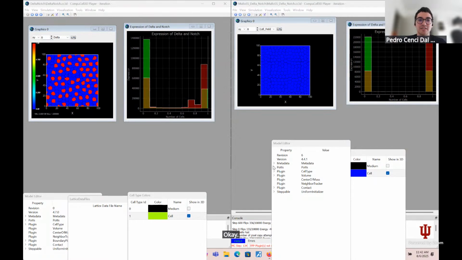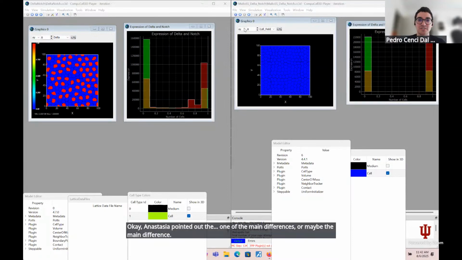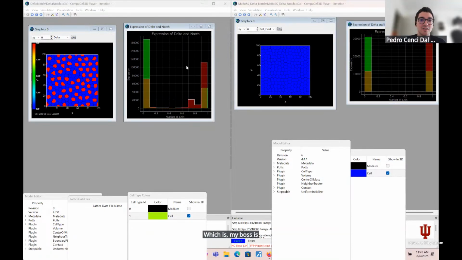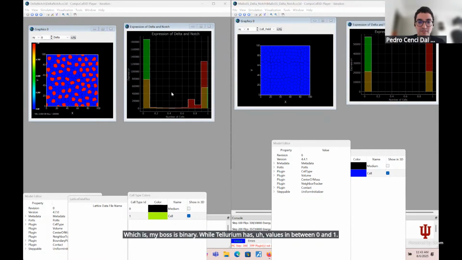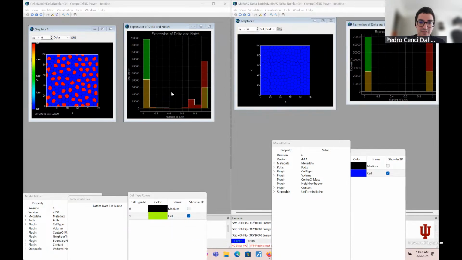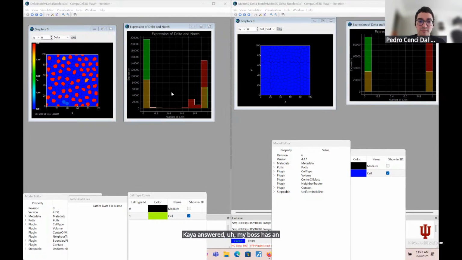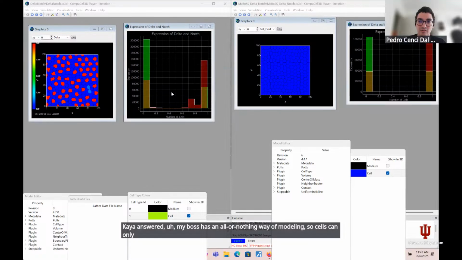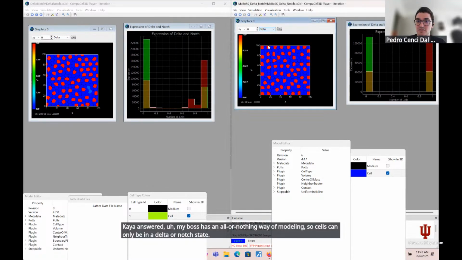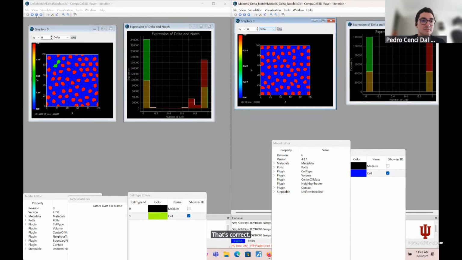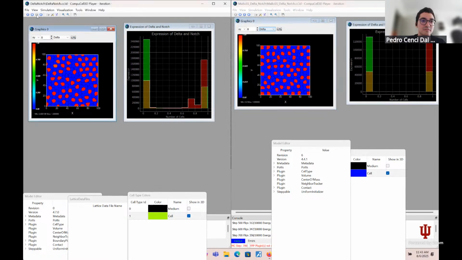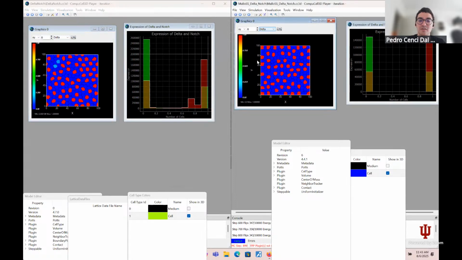Okay, Anastasia pointed out one of the main differences, or maybe the main difference, which is MaBoSS is binary, while Tellurium has values in between 0 and 1. Kea answered, MaBoSS has an all or nothing way of modeling, so cells can only be in a delta or notch state. That's correct. Okay. What else do we observe?